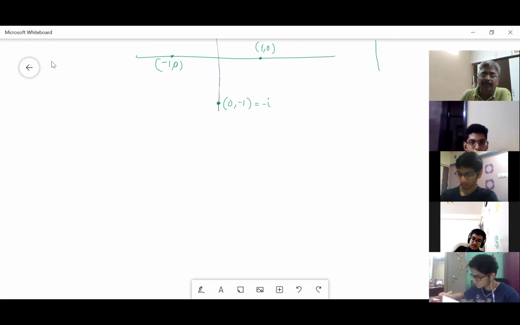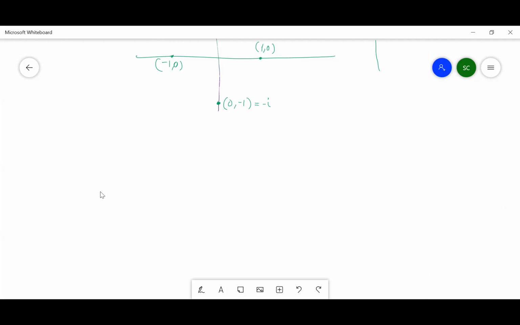Okay, but in the remaining time today, let me finish the distributive property of the multiplication. So I will need three complex numbers.